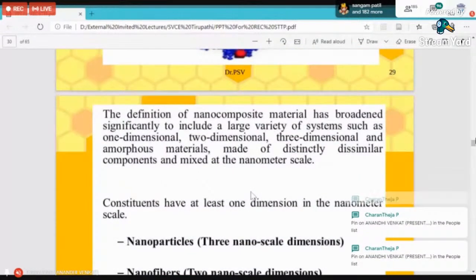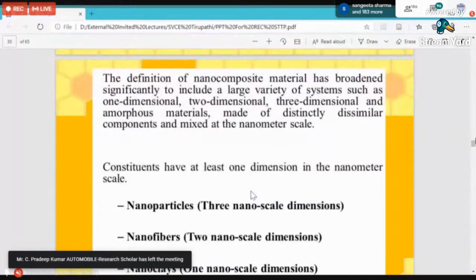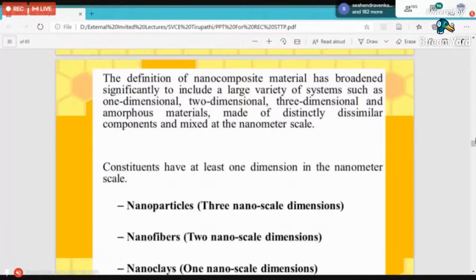Come to the nanoparticle definition once more. We can define the nanoparticle. What is a nanoparticle? What is a nanocomposite? The definition of a nanocomposite is broadened now. Your knowledge is widened now to have the correct definition for this.